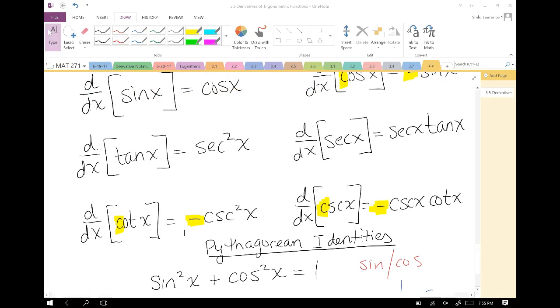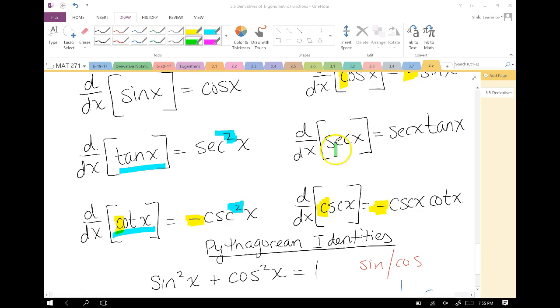Another part to the pattern is if your trig function contains the word tan. So both of these contain the word tan if you say them all the way out. So tangent and cotangent. So look at those derivatives. What do they have in common? They both have a square. Both of the tangent functions have squared derivatives.